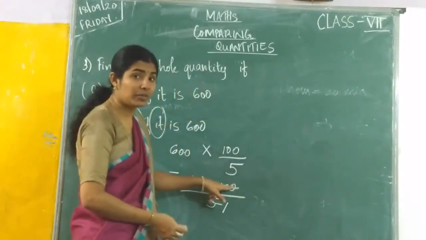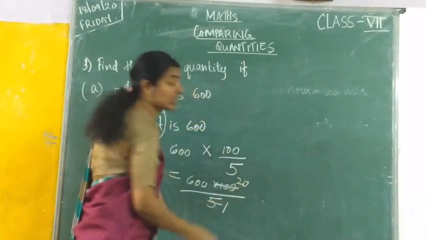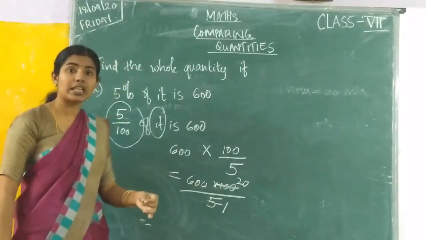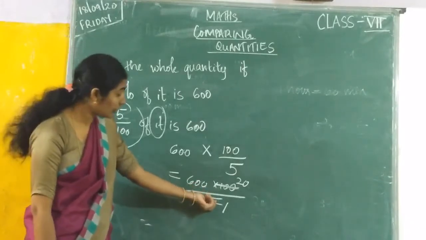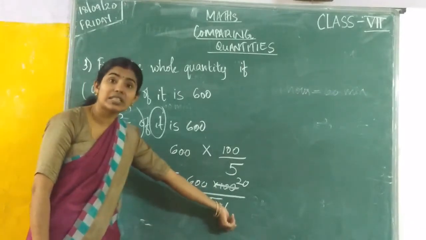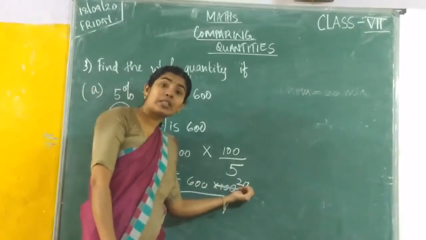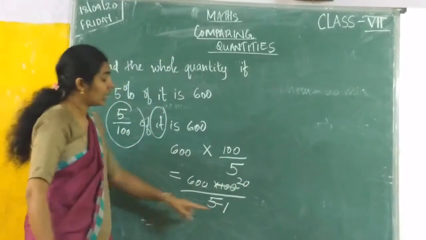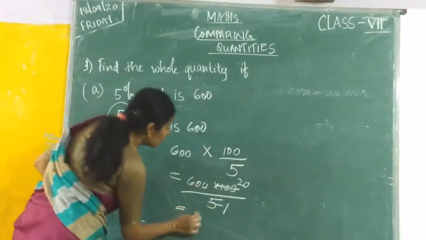5 multiplied by which number gives 100? 5 multiplied by 20, isn't it? See here, 100 and 5 both are in the 5 table. When you divide 5 by 5, you will get 1. 5 ones are 5. 5 multiplied by 20 is 100. Now, the denominator is 1. So, now what is the final answer?